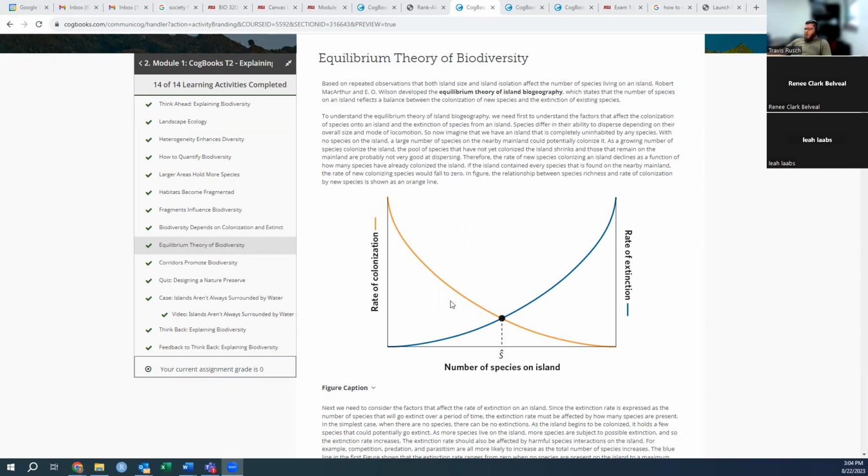Yeah. So what do we have on here? We have 2 y-axes and 1 shared x-axis. So we do read this from left to right as well as from right to left, depending on which y-axis we're talking about, right? So if we start on the left y-axis, that has a rate of colonization. Now, does that increase or decrease as the number of species increases?